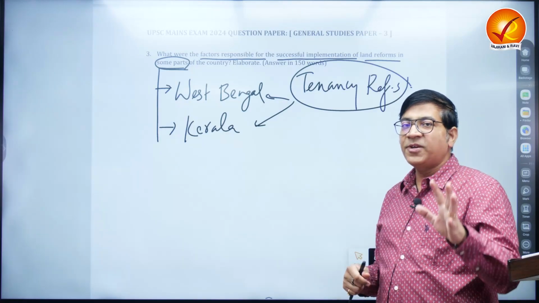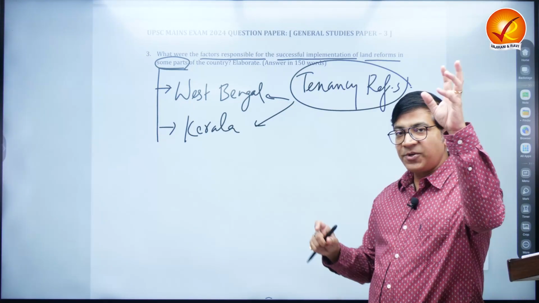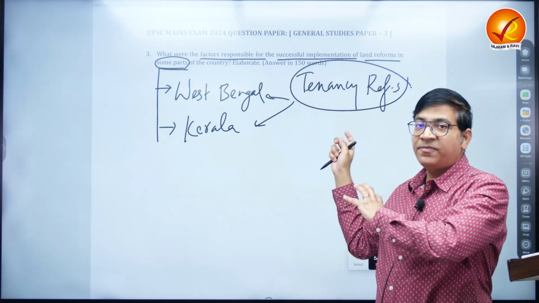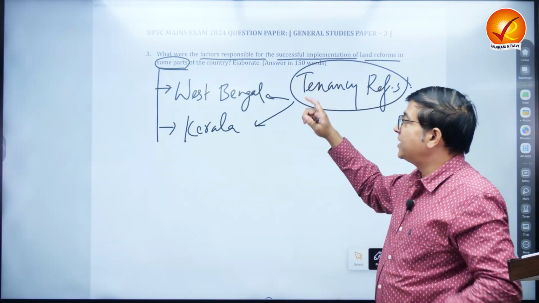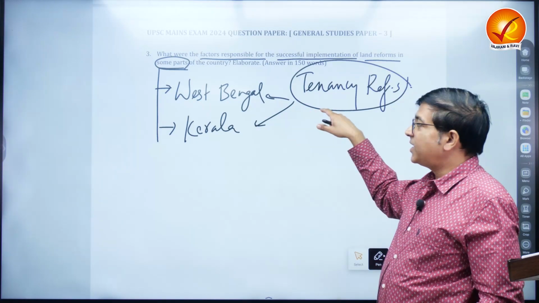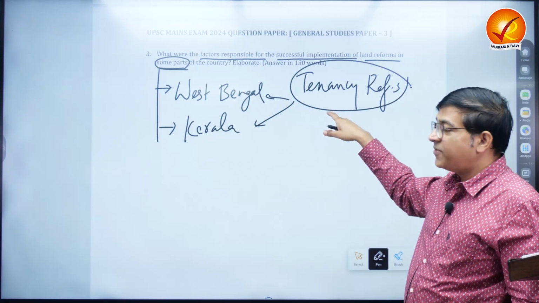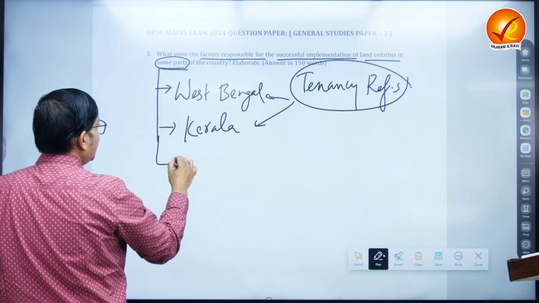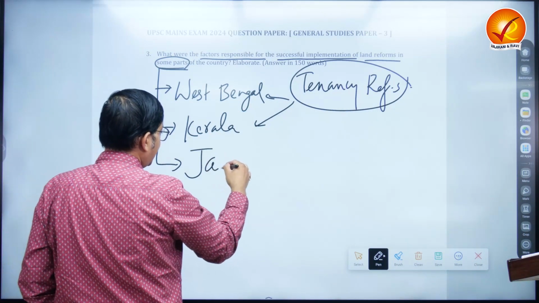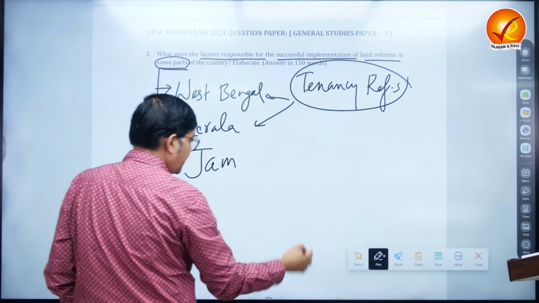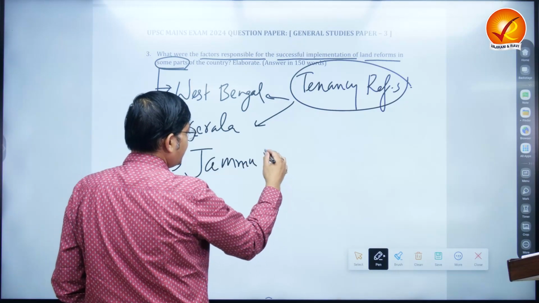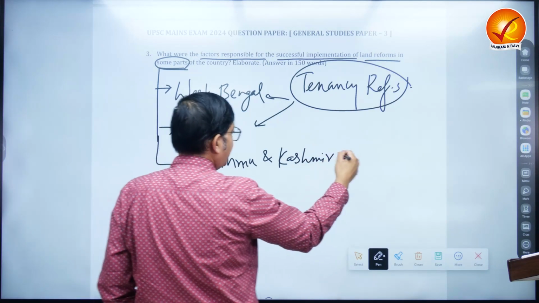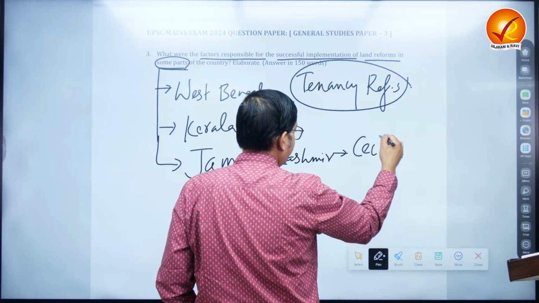Keep it in the back of your mind. The question is not asking to enumerate it, so no need to do so. You can bring it in according to the need of the question. You have a limited number of words. West Bengal and Kerala are very well known for tenancy reforms, even other land reforms, but more for tenancy reforms. There is a very interesting example of Jammu and Kashmir. In Jammu and Kashmir also, land reforms were in general well implemented, particularly the ceiling reform.